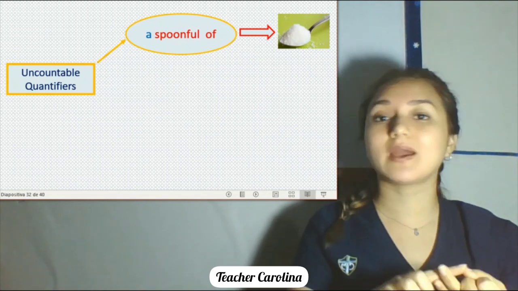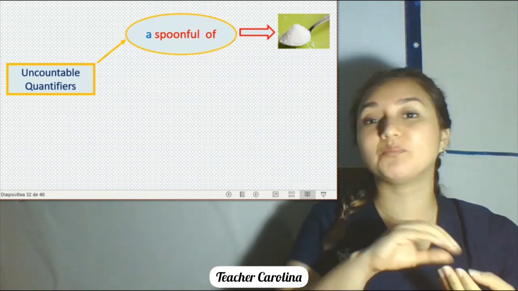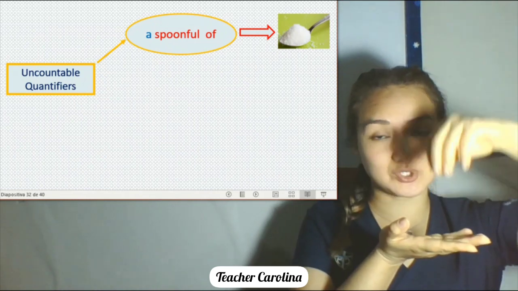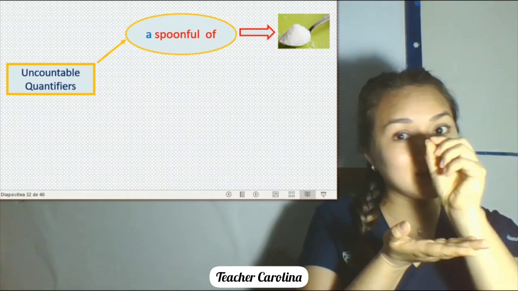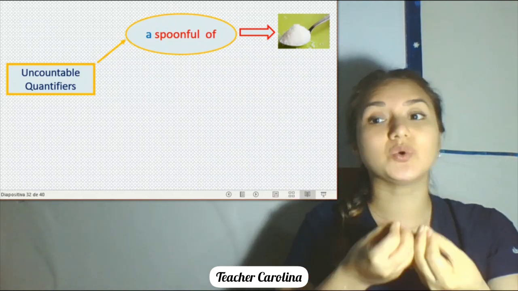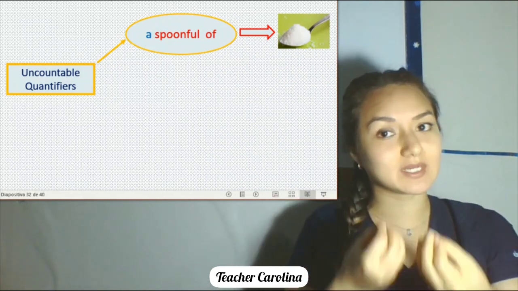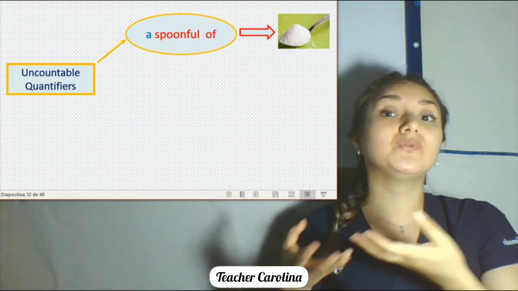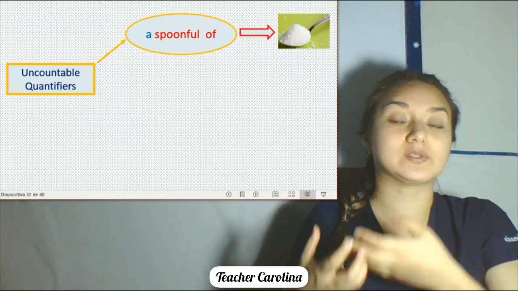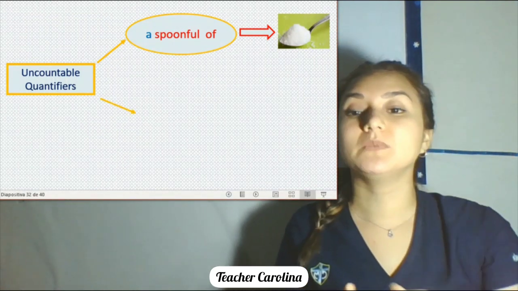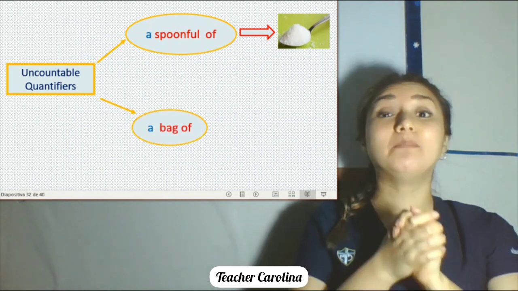The sugar you cannot count. El azúcar tampoco no la cuentas. Remember, no la cuentas porque, como te decía al inicio, son pequeñitas, muy pequeñitas, entonces no lo puedes contar. For that reason, you are gonna need the quantifiers. Por esa razón necesitas los cuantificadores. So, a spoonful of. Tú dices a spoonful of. Una cucharada de. Right?